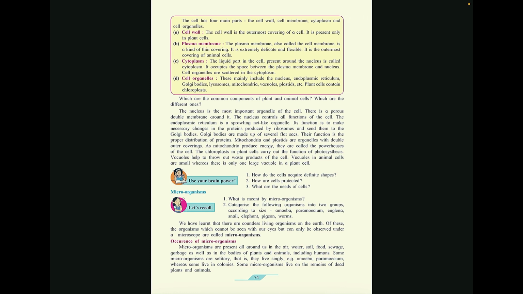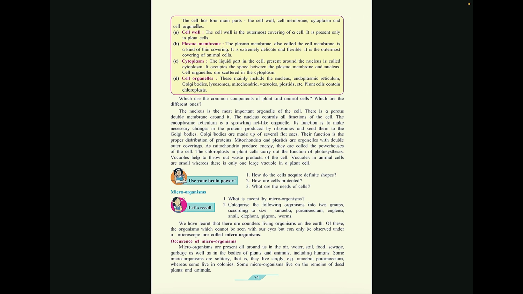lecture. Okay, so now we are going to see what microorganisms are. Microorganisms are those organisms which we can't see with our naked eyes. Okay, so this particular concept is microorganisms.